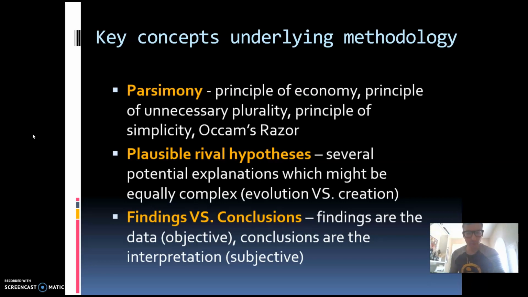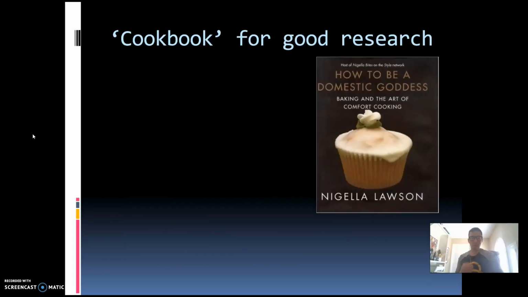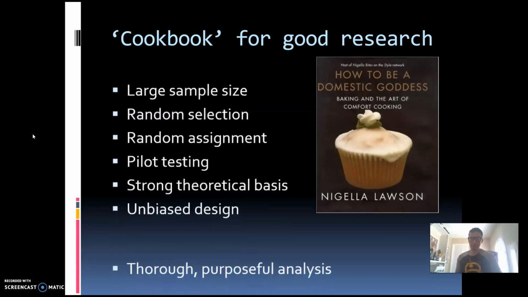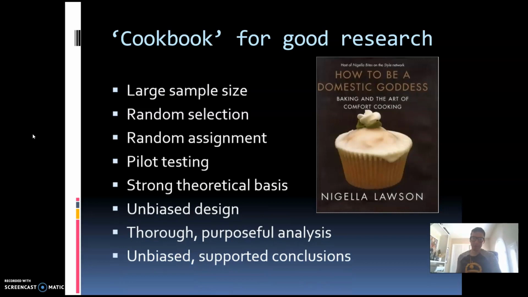So let's talk about what good research design should look like. If you were to come up with a cookbook for good research design, I picked one of my wife's favorite cookbooks here to use as an example, right? So things that a good research should include, right? Large sample size. We've talked about this in a previous module. I think it was module 3 that we kind of outlined this, maybe 4. I can't recall. Basically, your sample size could always be larger, right?